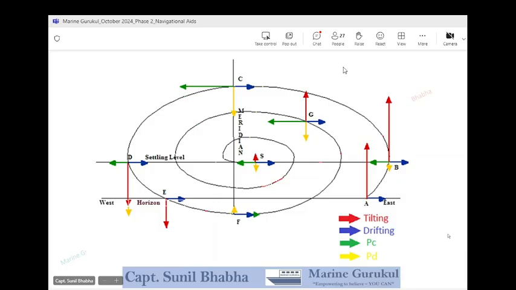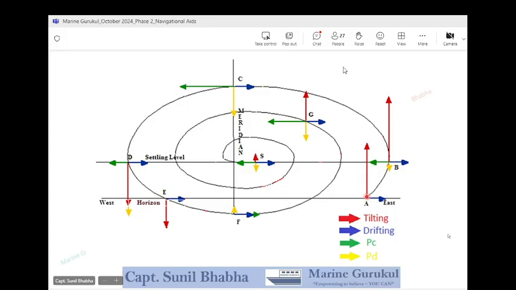Let us now try to understand how the introduction of this new force, that is the yellow color force damping precession, converts the elliptical motion into an inward spiral. The first three forces which you see, the red color force tilting, the blue color force drifting, and the green color force control precession, are exactly behaving in the same way as they were behaving in the elliptical motion. The only new addition is the yellow color force, which is the damping precession.